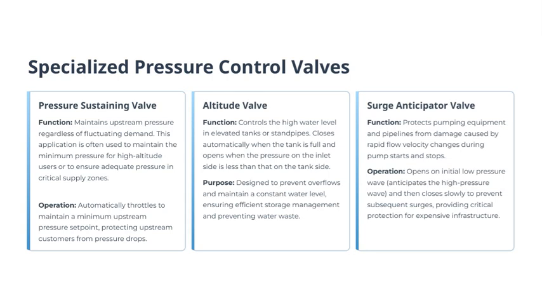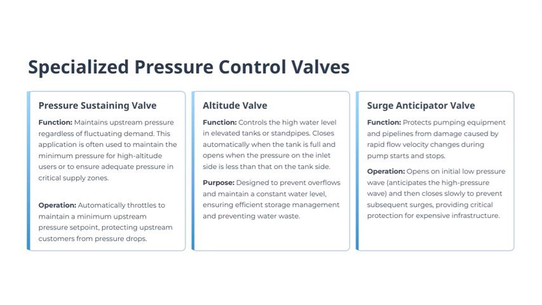Now, let's take a closer look at the surge anticipator valve. This valve opens initially when a low-pressure wave occurs, which typically happens just before a high-pressure surge. It then closes slowly to prevent any subsequent surges, offering critical protection for expensive infrastructure. Its main role is to safeguard pipelines and pumping systems from the damaging effects of sudden pressure changes.